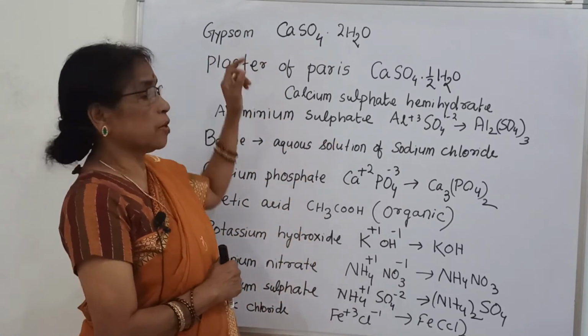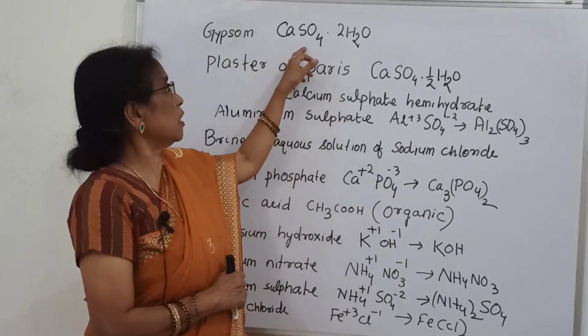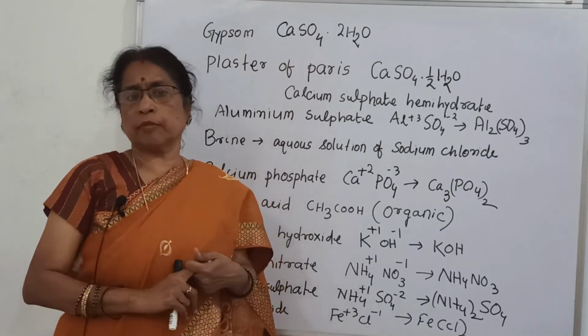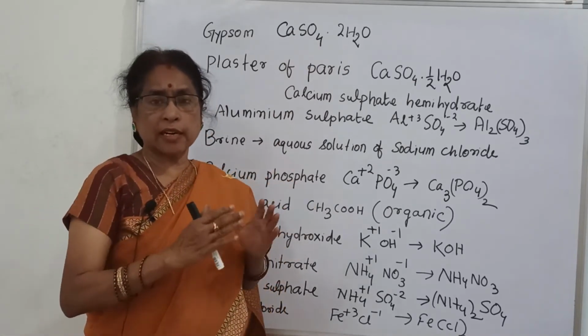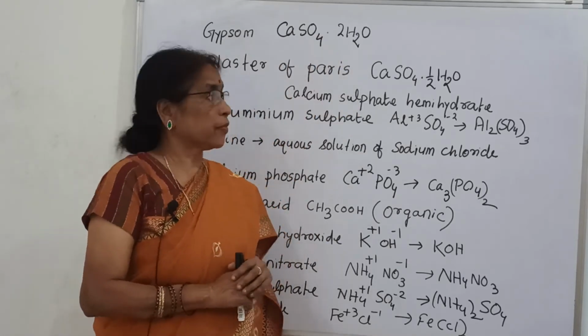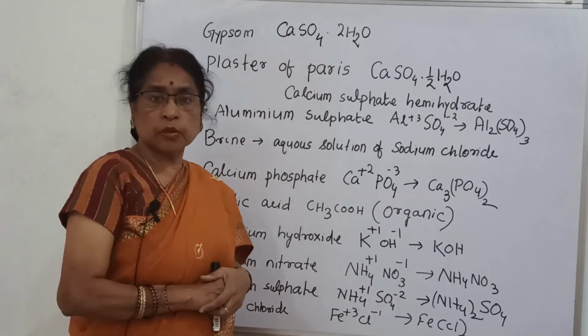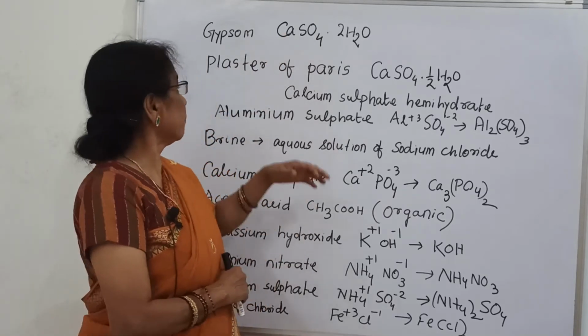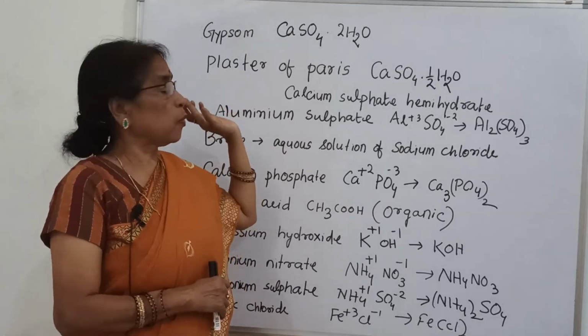Then next is gypsum. What is gypsum? CaSO4·2H2O, that means calcium sulfate, 1 molecule of calcium sulfate is crystallized with 2 molecules of water, that is called gypsum. And CaSO4·2H2O is very important for the structure of the building, for the cement purpose.